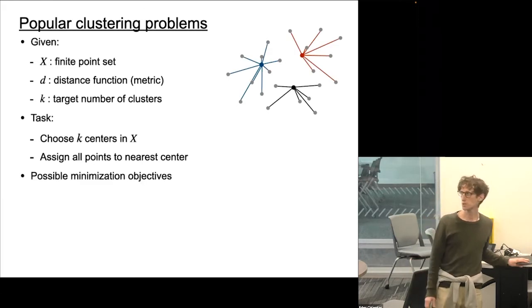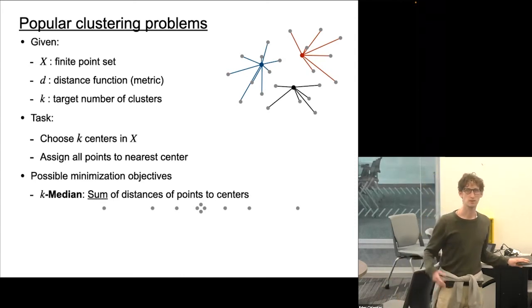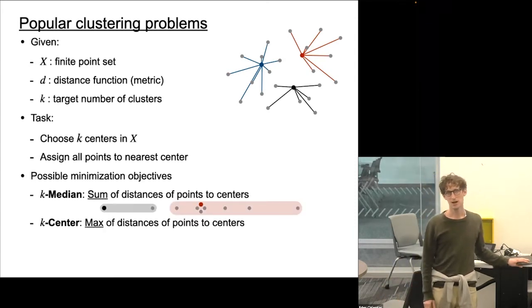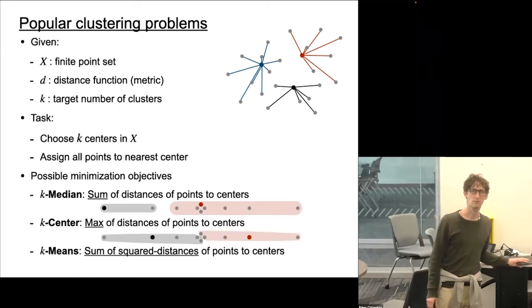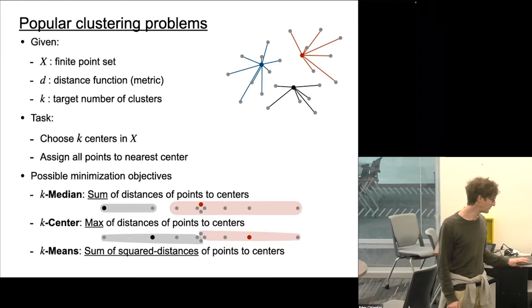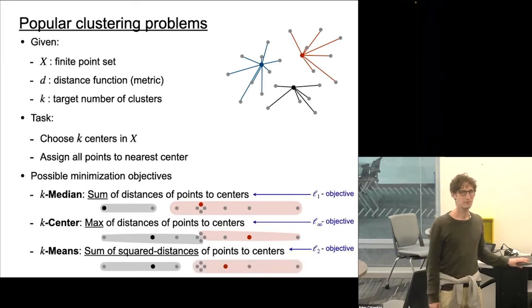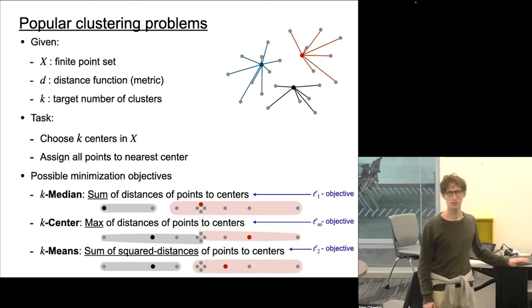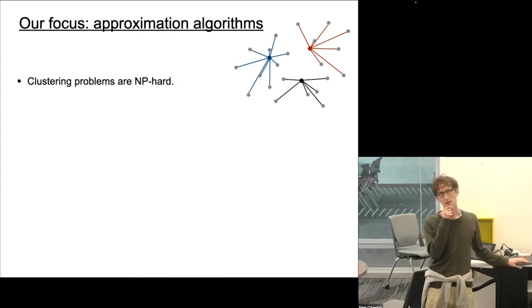And then we have possible minimization objectives. There's k-median, the sum of distances; k-center, the maximum; and k-means, the sum of squared distances. You can also think of these as, as already mentioned in all these talks, the L1, L-infinity, and L2 objectives, where the L2 objective here is squared, but these are all various Lp objectives.